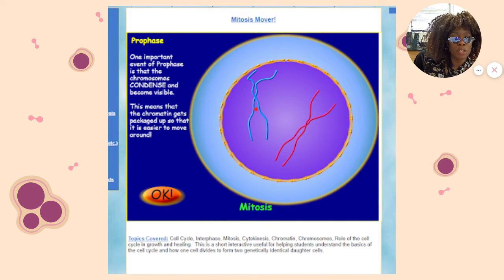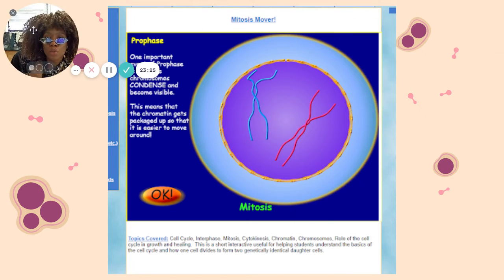Okay, this is the game Mitosis Mover. I'm going to go ahead and link this game so that you guys can play it if you want to review mitosis a little bit more in depth.